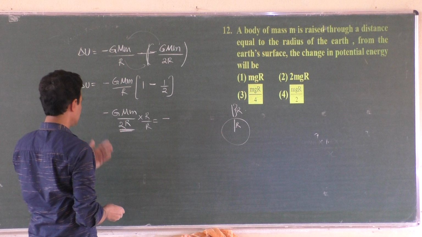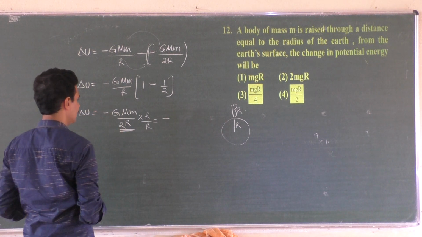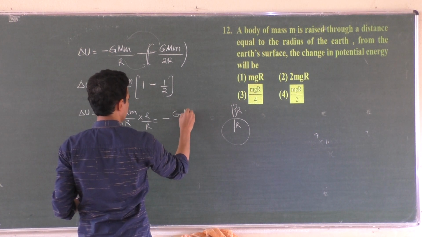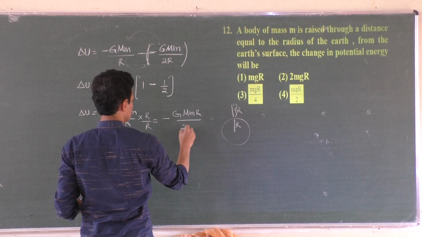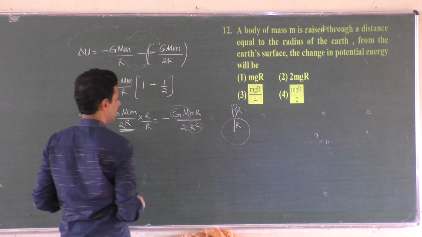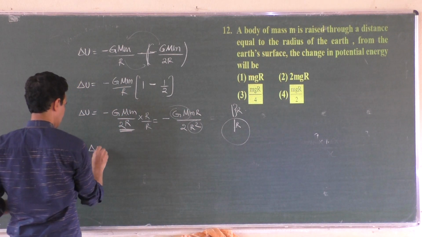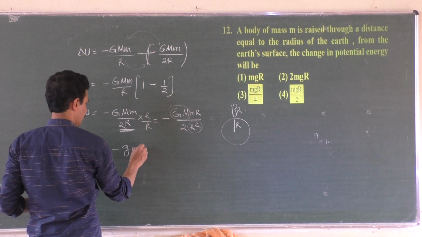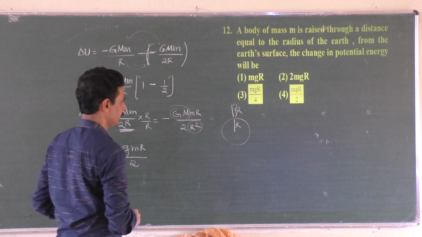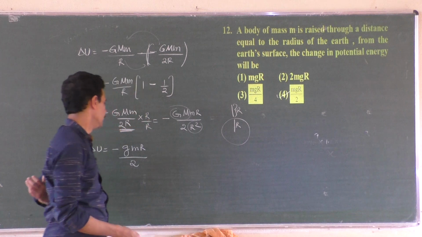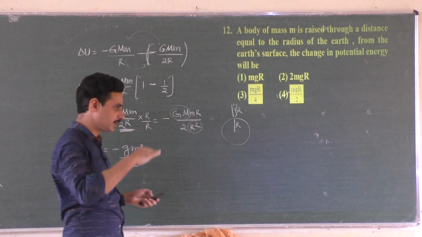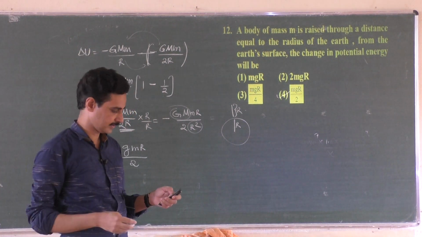Whatever it is, just delete the negative sign. Delta U, the change in potential energy, is minus GMr by 2r squared, and GM by r squared is the acceleration due to gravity. So delta U, the change in energy, is minus GMr divided by 2, that is, mrg by 2. This is the answer, right? Of course it is positive because we want to find the change. So take the difference between the energy on the surface and the energy at that point.